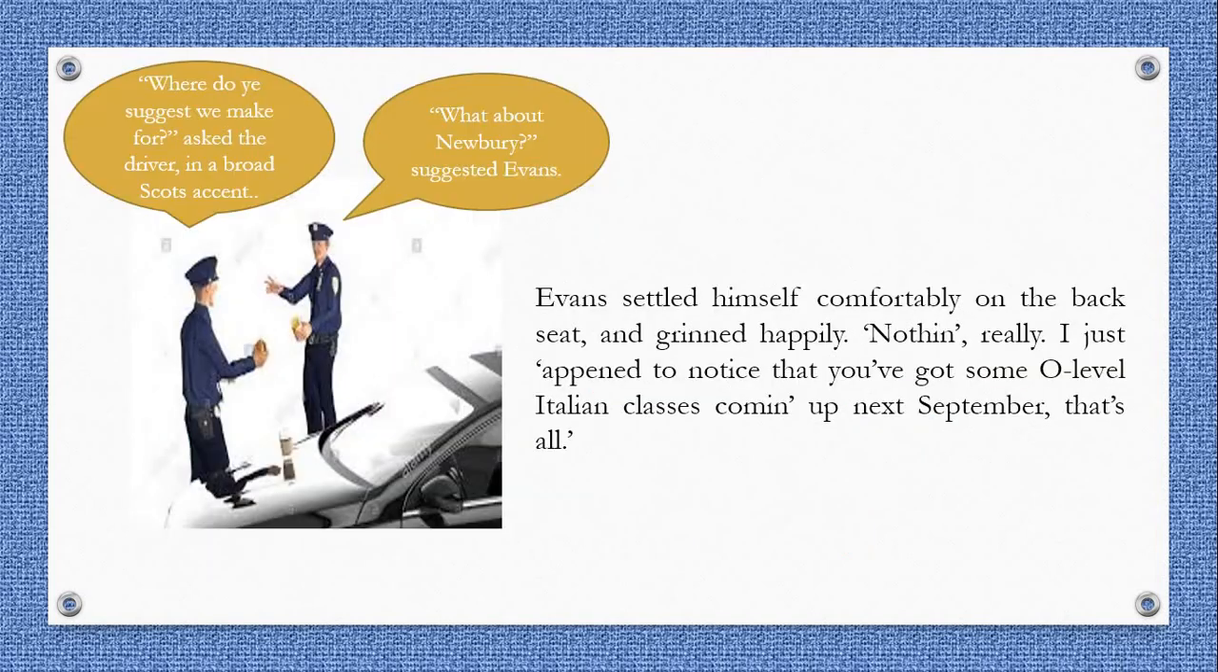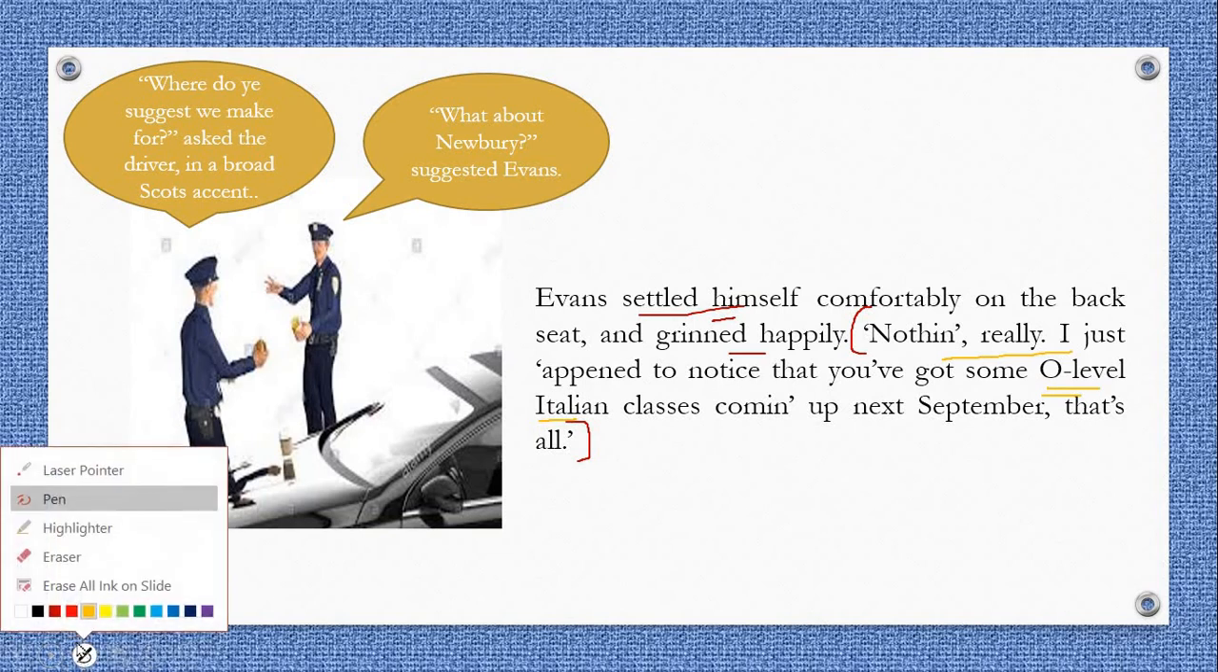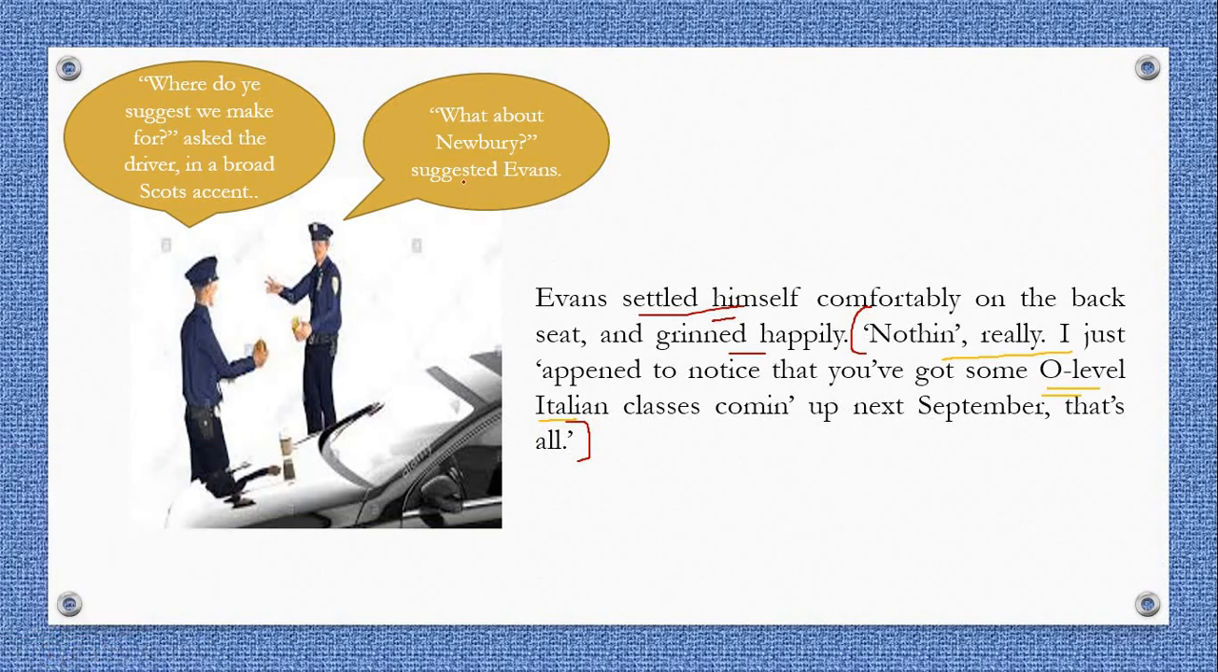Here we learn that Evans had settled himself comfortably on the back seat and grinned happily. So the injured man, who happens to be taken to the clinic, was comfortably well set in the car, and he seemed to have been happy. "Nothing really. I just happened to notice that you have got some O-level Italian class coming up next September. That's all." But here the speaker asked, "What about Newbury?" suggested Evans. He was Evans and he raised the question, what about Newbury? They can head to the new spot.